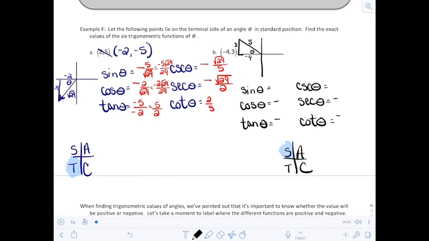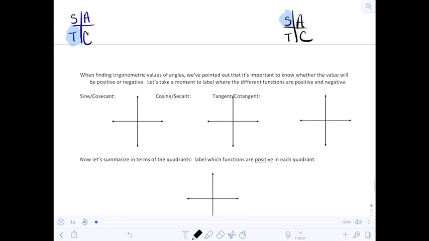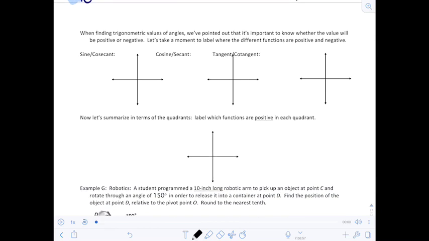Okay, so the sine, opposite over hypotenuse, will be 3/5, and the cosecant will be 5/3. The cosine, adjacent over hypotenuse, will be negative 4/5, and the secant will be negative 5/4. The tangent will be opposite over adjacent, so negative 3/4, and cotangent negative 4/3. Okay, good. Almost there. So this is going to just bring together what we just talked about.